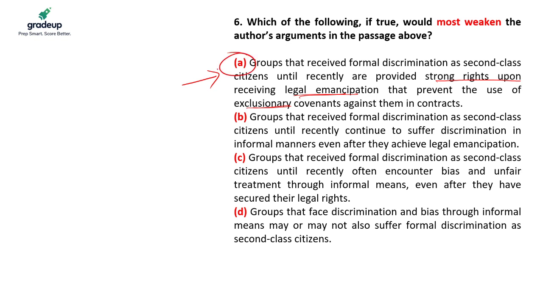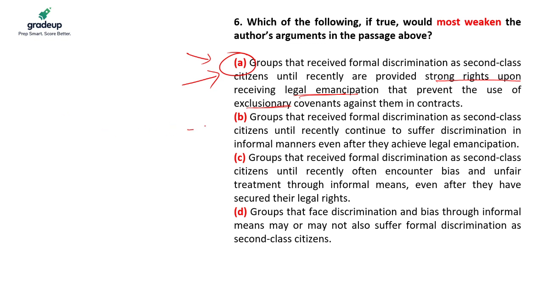If this has been done already, if this is already a law, then what the author offers as a solution is not even necessary. If this be true, then the author's solution, the entire passage, is a waste. You don't have to write it. I already have the right. Therefore A will weaken the argument. I don't even have to read the others.